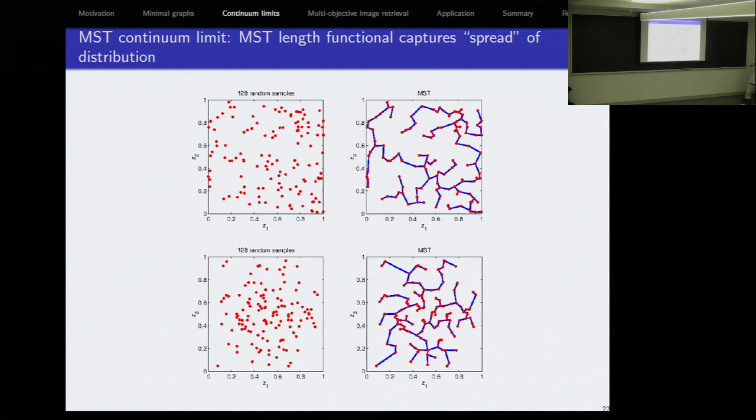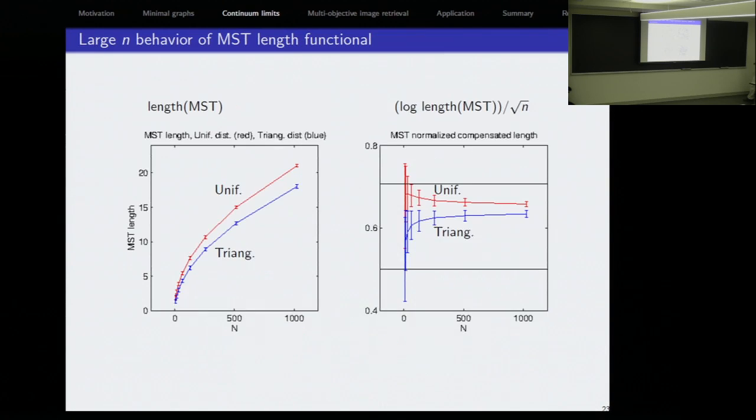Right? So that suggests that these minimal spanning or combinatorial optimizations that seek to minimize length in some way is somewhat like a measure of the concentration of the distribution over the feature space.